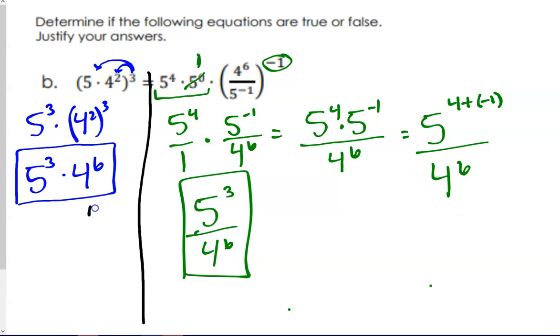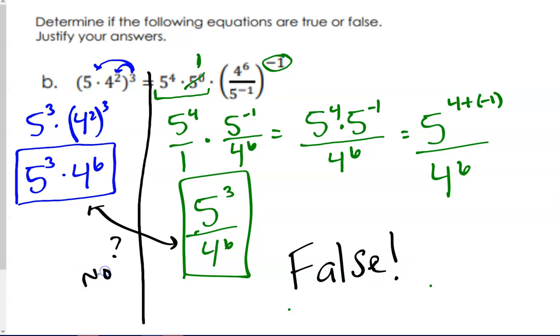Okay, are these the same thing? No, they are not. So this is false. They are not the same thing. Multiplying and dividing are not the same.